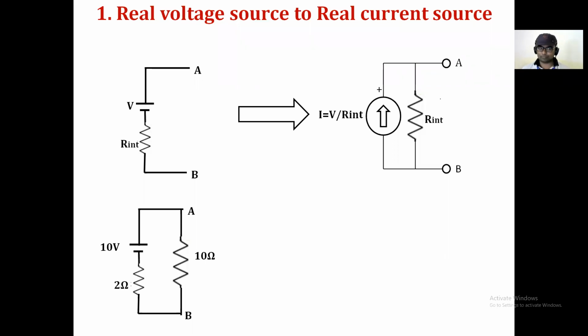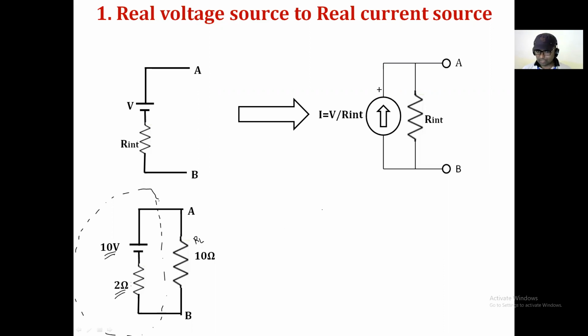Now this is the example. Here, this one part, we call it a real voltage source. Why do I say that it's a real voltage source? Because this is a value of voltage and this 2 ohm is connected in series, so we can consider that this is the internal resistance. And these are the two terminals A and B, and here one load resistance is connected across A and B. Now we have to convert it into the real current source.